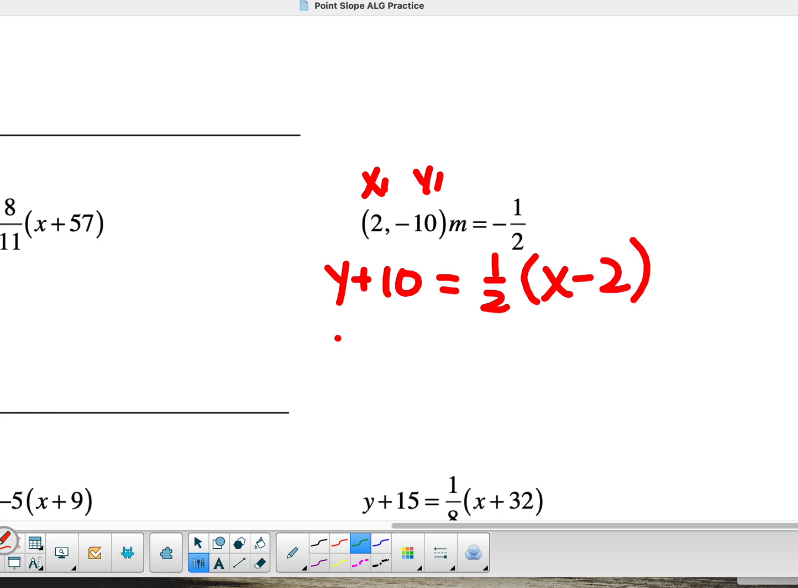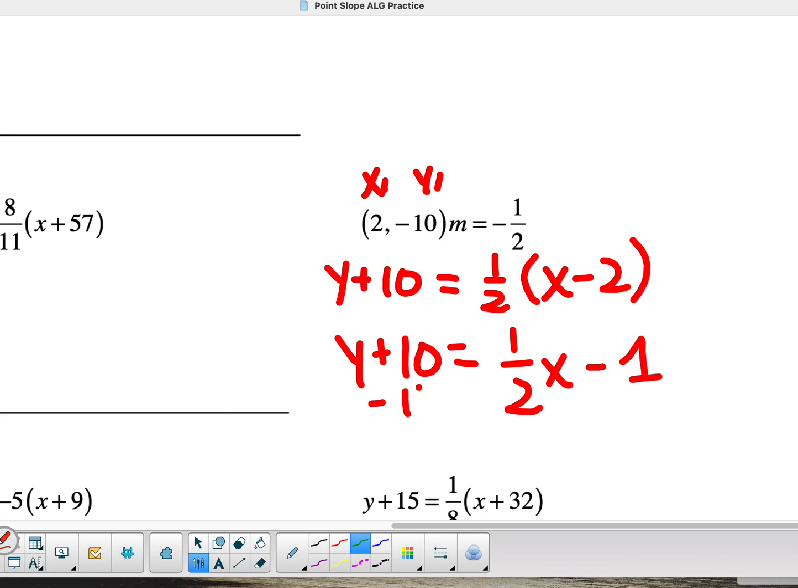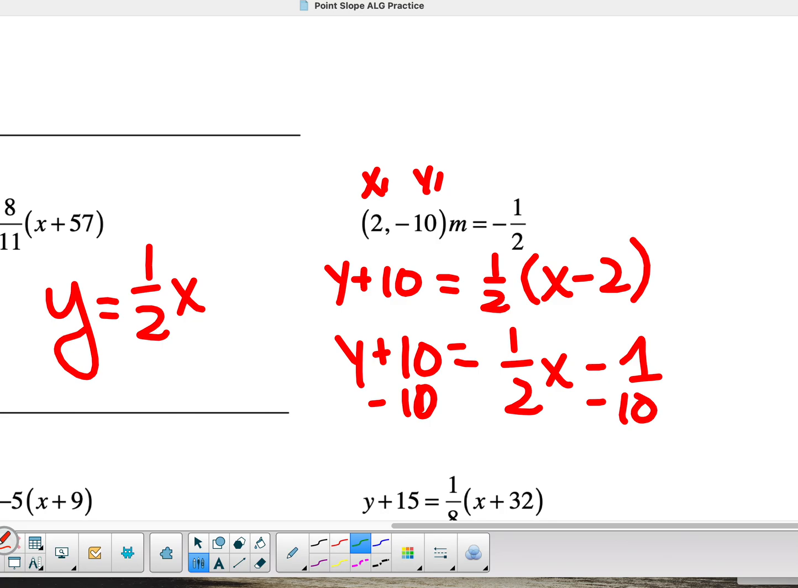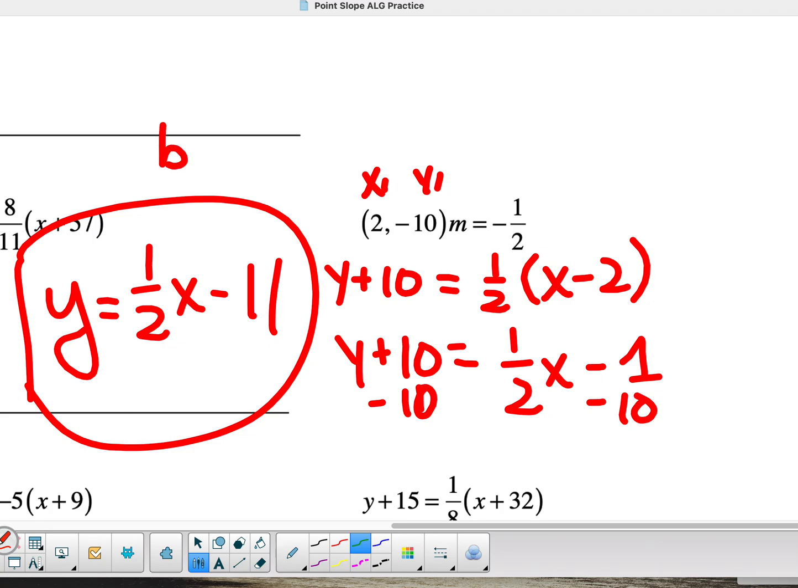I'm going to distribute 1/2. And let's see, negative 2 times 1/2 is negative 1. I'm now going to subtract 10 from both sides. And my final equation looks like this. Y equals 1/2 x minus 11. My y-intercept here is negative 11. B is negative 11, and the slope is 1/2.